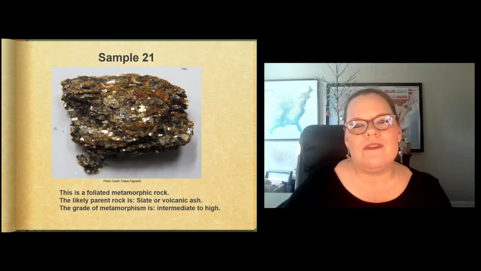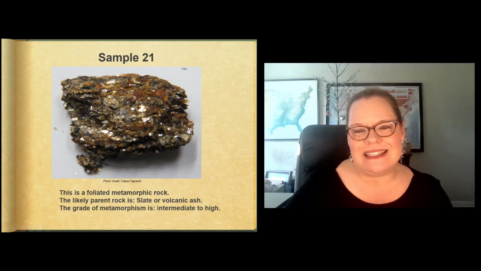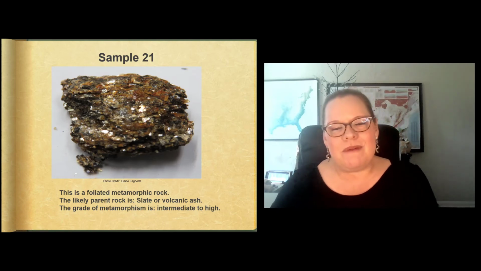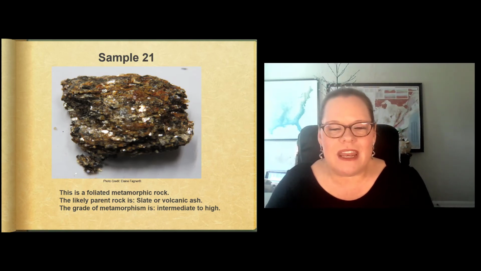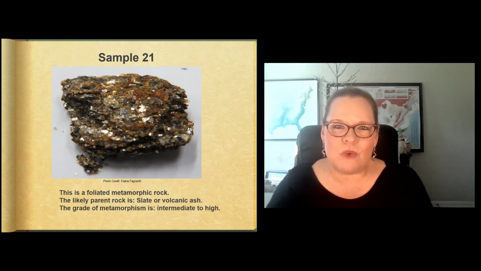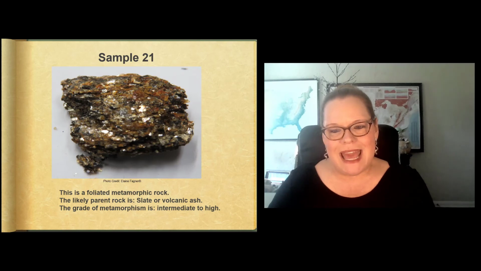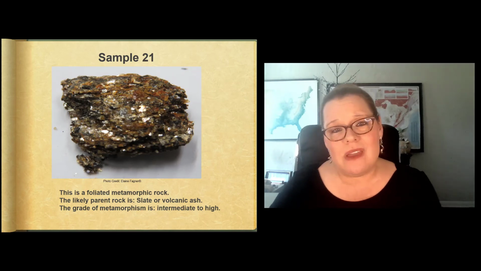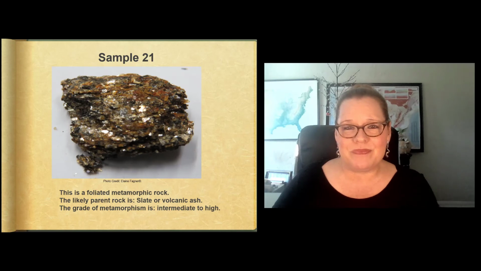There's only one foliated metamorphic rock that does this, and this is very classic for this type of metamorphic rock. So it's foliated. It probably came from slate or volcanic ash that went through the progression of being foliated as more heat and pressure was added. So this is an intermediate to high metamorphic rock. And when I say it makes flakes, it's the only one that does. And you've seen several examples of this in the lab.